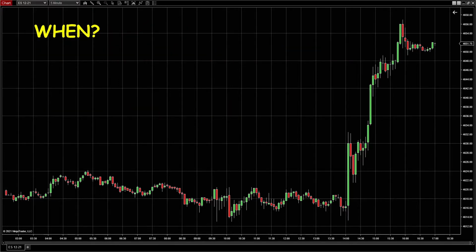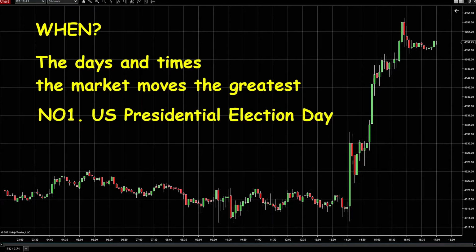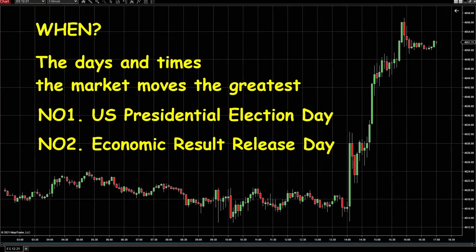As a day trader, we're trading daily volatilities. The more volatilities, the more profit. So what are the days and times the market moves the greatest? Number 1, US presidential election day. When you check the historical data on those days, I believe you will be shocked. Number 2, economic result release day, such as interest rate and unemployment rate. In this video, I'm going to focus on the economic result release day.